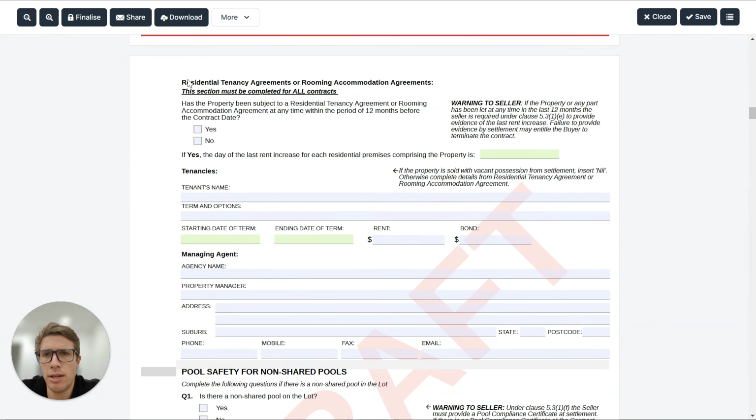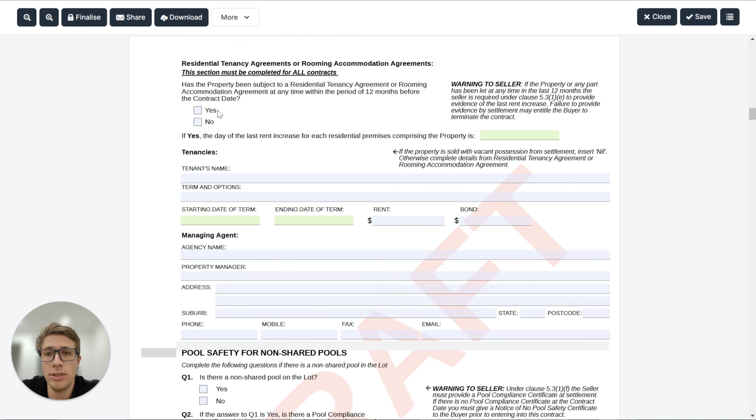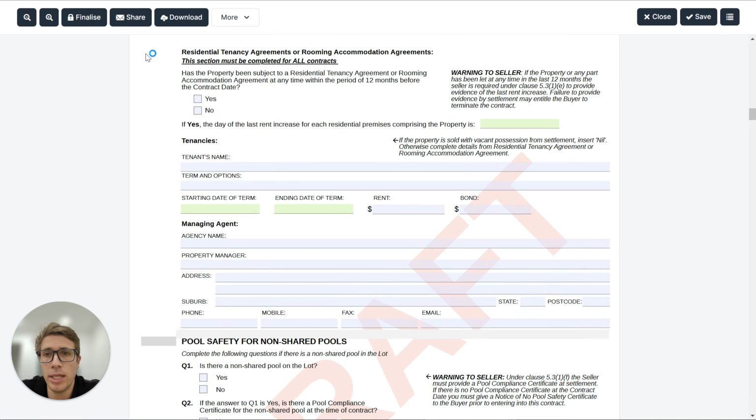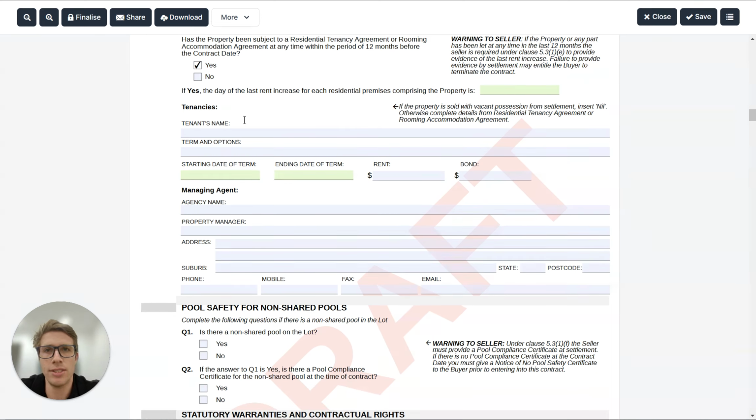So this is residential tenancy agreement or rooming accommodation agreement. This is going to be if the property is a rental or has been recently. So has the property been subject to a residential tenancy agreement or rooming accommodation agreement at any time within the period of 12 months before the contract? So if it has, we're going to say yes.